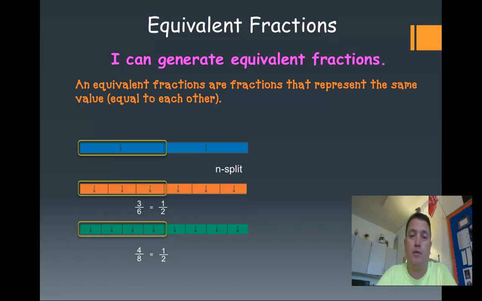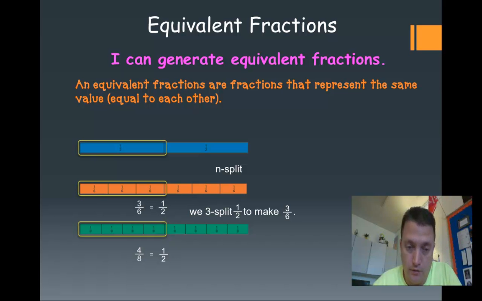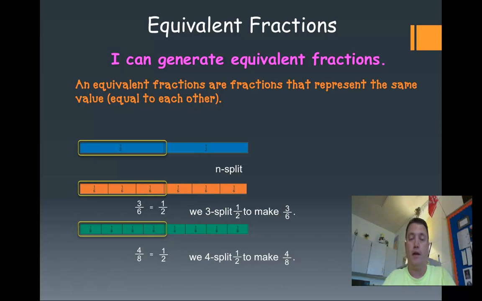Now you will also hear me refer occasionally to the n split. N just stands for number. It's the number of times that we split the fraction. Okay, so if you're looking at this first fraction here, we 3 split 1/2 to make 3/6. What that means is we took 1/2 and we divided it into 3 equal parts, and that made 3/6. Down here, we 4 split 1/2 to make 4/8. So we divided that 1/2 into 4 equal parts, and that became 4/8.